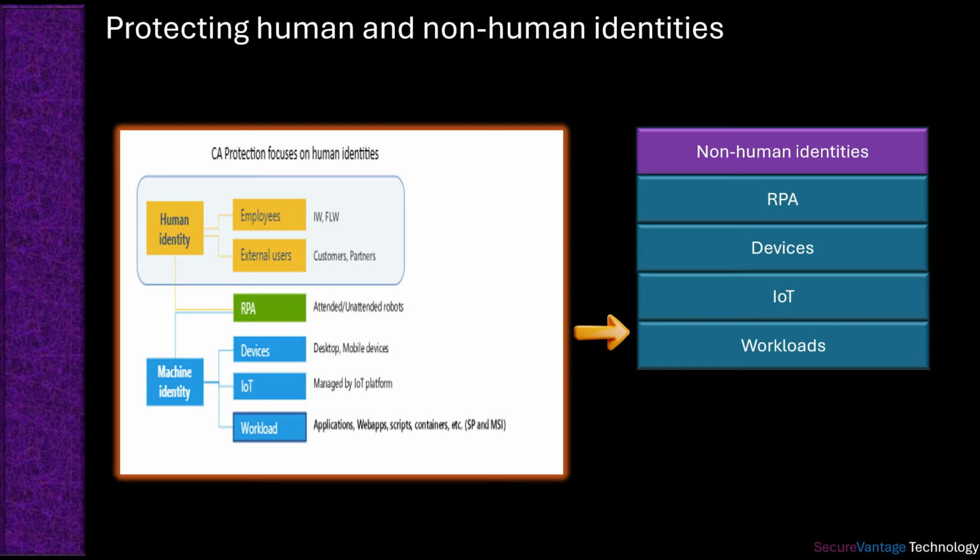For scripts and automation, you should avoid storing sensitive information in scripts. Use secure vaults for credentials, enable detailed logging of script executions, and monitor for unusual activity.